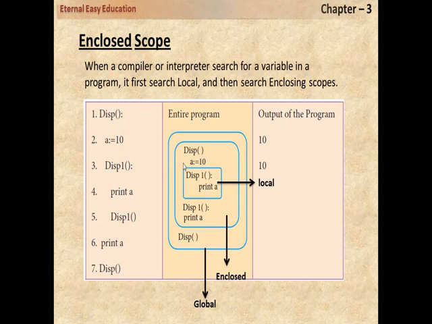Can you see here? There is a function disp. Inside that there is another function disp1. Actually a is declared only in the function disp. But if I ask to print inside the function disp1, it is used and it will not show any error. So this type of declaration is called enclosed scope of variable.